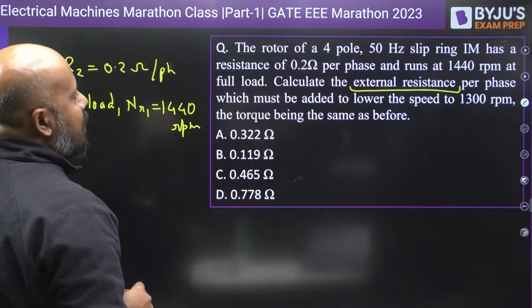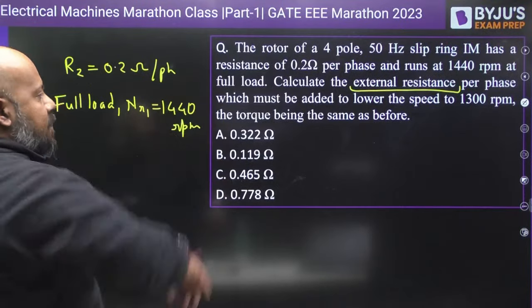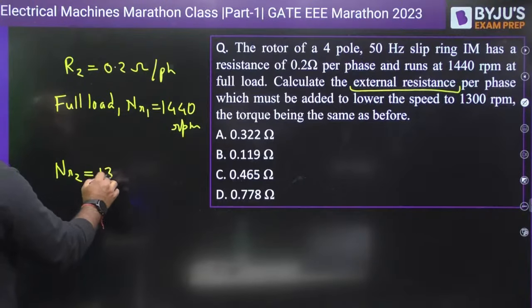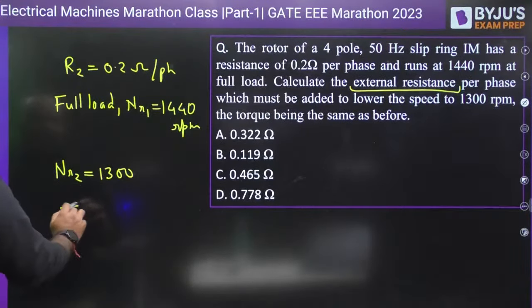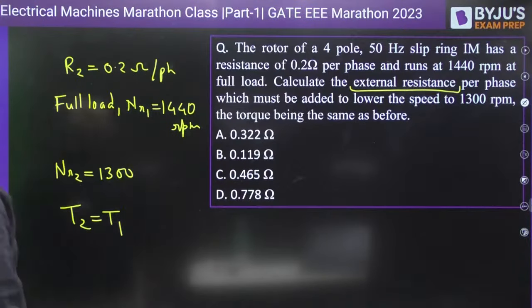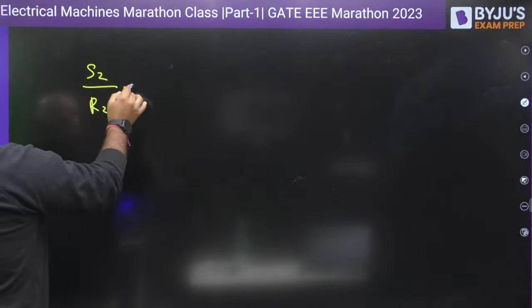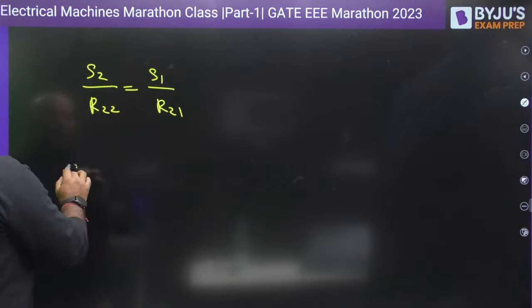Calculate the external resistance per phase which must be added to lower the speed. In the second case, NR2, the speed becomes 1300, the torque being the same as before. So T2 is equal to T1. Same situation. So again, S2 upon R22 is equal to S1 upon R21. Yes or no?